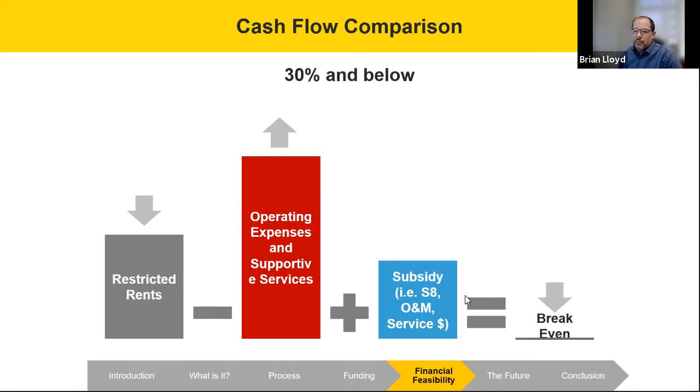And these operating subsidies could be Section 8, because that Section 8 rental income is higher than a regular tax credit rent. Because remember, Section 8 is based on market rents, not on Section 8 rents. So we all love those Section 8 vouchers. O&M, operating and maintenance programs through city or state or county programs, and then various service dollars to cover service expenses for the specific population that resides in the project.